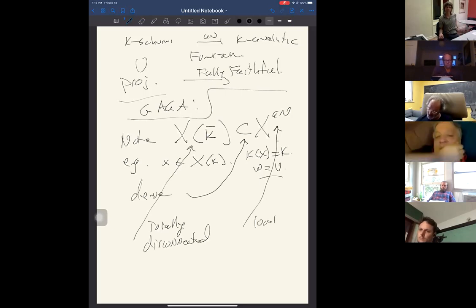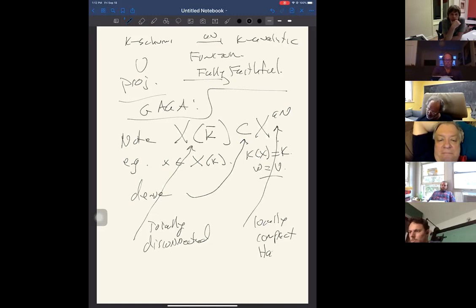It's a locally compact Hausdorff space, and it's connected whenever X is connected, as opposed to the Zariski topology. So it's just amazing. You take this totally disconnected thing and you fill in all the holes in a canonical way. Let me give you an example.